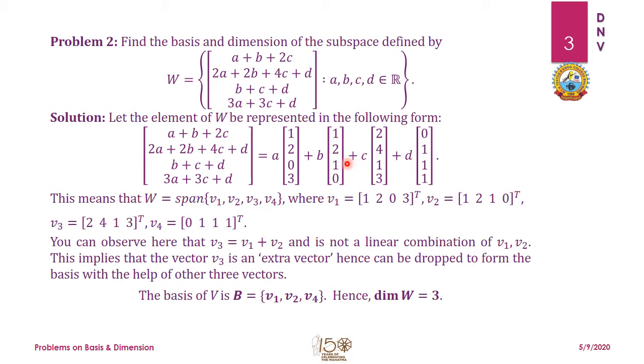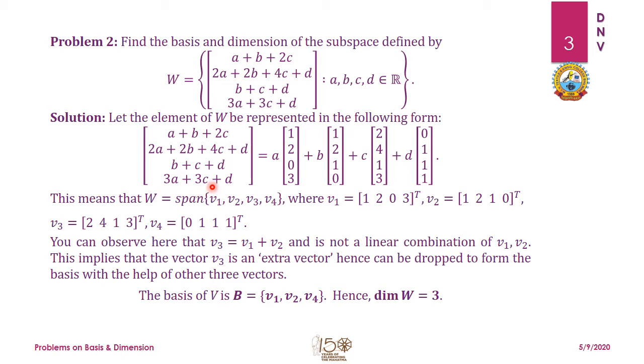Third, we take C. So the coefficient of C in the first component is 2, second 4, third 1, and fourth 3. So it becomes C times 2, 4, 1, 3, and the last one is 0, 1, 1, 1, because in the first component there is no D and the rest of the components contain D with coefficient equal to 1. So this means that the elements of this set W can be represented as a linear combination of these four vectors. So we can say that the set containing the vectors v1, v2, v3, v4 spans the set W.